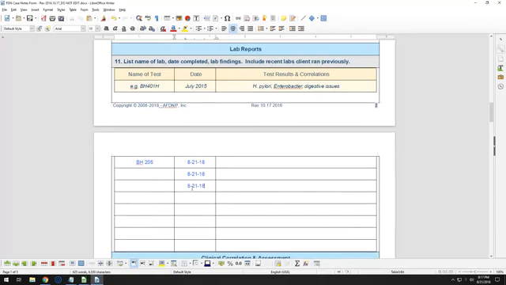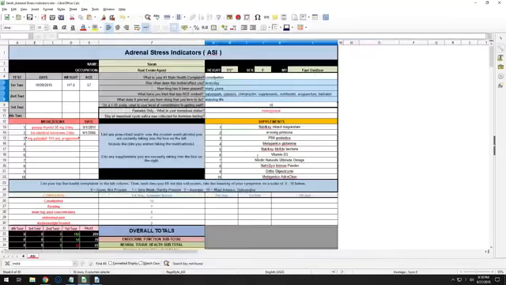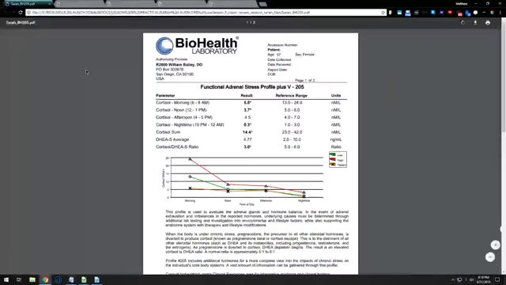2, 3, 4, 5. We got MRT, which is a food sensitivity test. We got the Genova IP test. We got BioHealth 401H. And we got BioHealth 101. Awesome. All right, so let's go over to those exciting lab results.